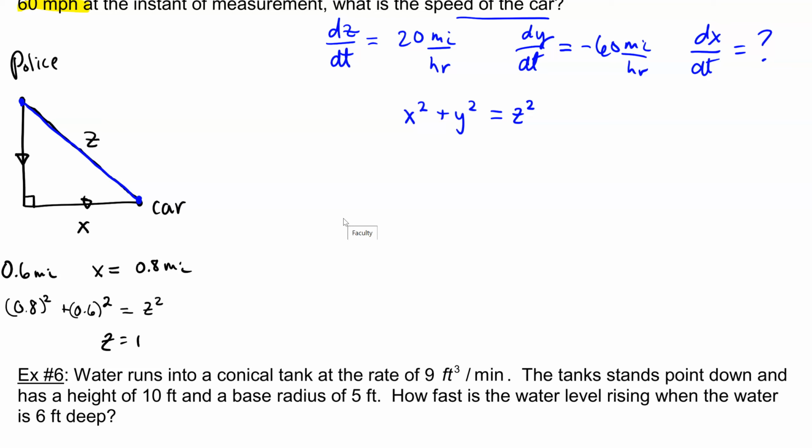I understand that dy/dt is decreasing by negative 60 miles per hour because he's going 60 miles per hour. But are we not going to take into consideration the turn? What about the turn? Because the police car has to do a little turn.